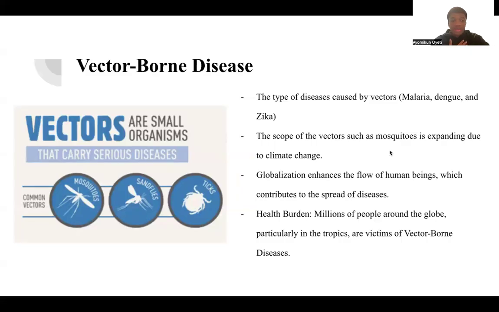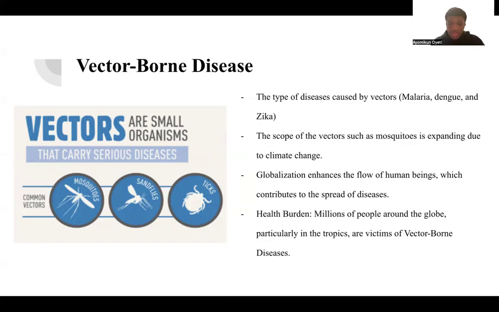Firstly, pathogens that are carried by vectors, such as mosquitoes, ticks, and fleas, cause occurrences of vector-borne diseases, and those usually lead to diseases like malaria, dengue, and Zika, which in turn can also affect climate change, because an increase in malaria, dengue, and Zika is mostly caused by climate change, and that also increases the range of infectious diseases as well. Globalization enhances the flow of human beings, which contributes to the spread of diseases because international travel makes it easier to spread the diseases and bring them to new areas, spreading out all over and broadly.